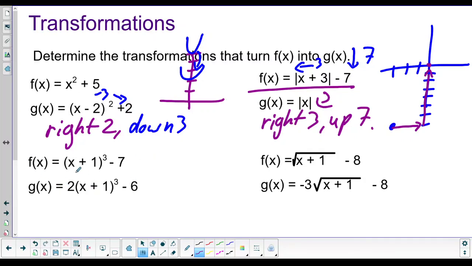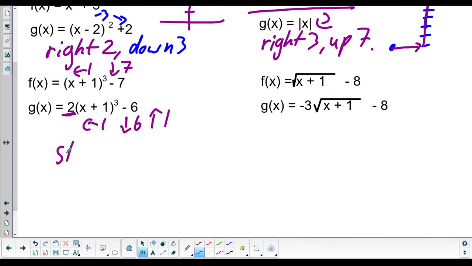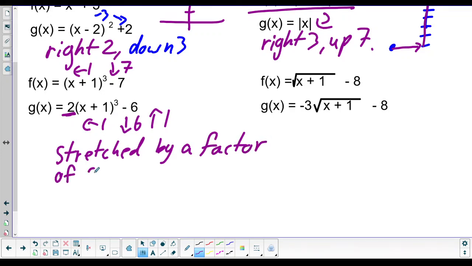All right. Here, we're going left 1 and down 7. Here, we're stretching by a factor of 2, going left 1 and down 6. So this one is 1 higher. If this one's down 7 and this one's down 6, this one's 1 up from there. And it's stretched by a factor of 2. So let's write that. So this is going to be stretched by a factor of 2 and up 1.